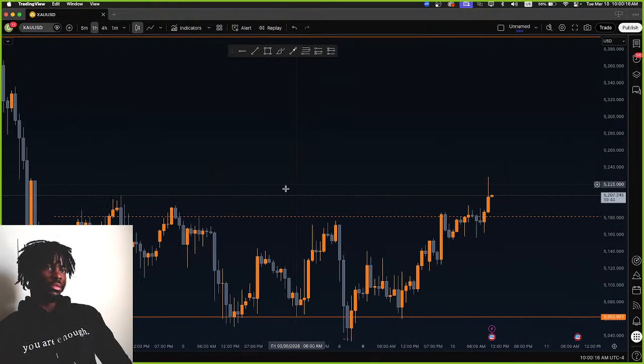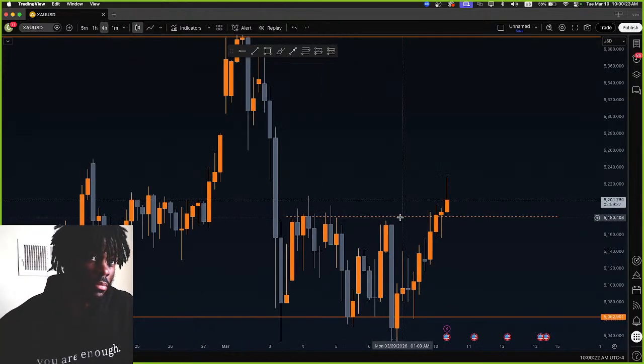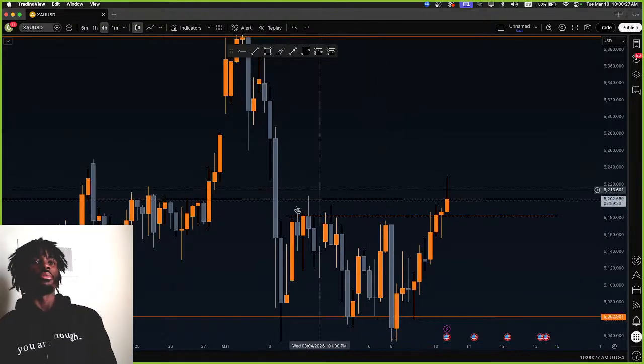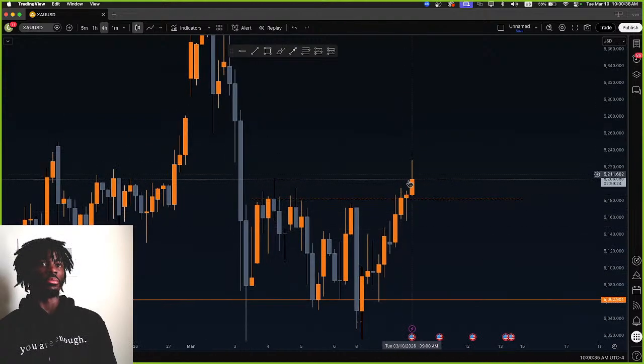It'll look a little bit not as clean right here because of the 4 hour time frame. This is the resistance range here. Price was in this range for a while now, like a week, and price is finally breaking above. It finally closed above here.